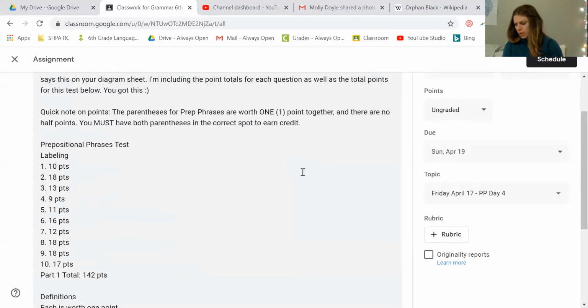Okay? Second note I have for you. I wrote them down to prepare.